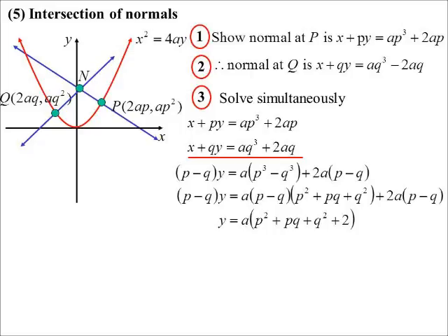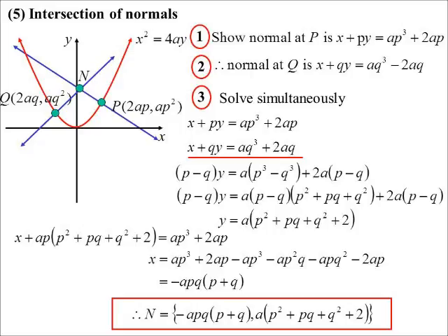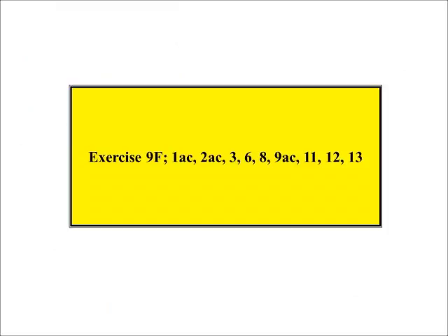This is probably a good reason why we don't bother memorising these. So we derive them each time because, wow. Now I've got to substitute back in to get the x value. x plus apy, so there's our y, and there's our x value, minus apq times (p plus q). Wow, what a mouthful. The x value is minus apq(p plus q), and the y value, a(p squared plus pq plus q squared plus 2). I'm sure you would have guessed that anyway. Right there. Alrighty, so 9F.